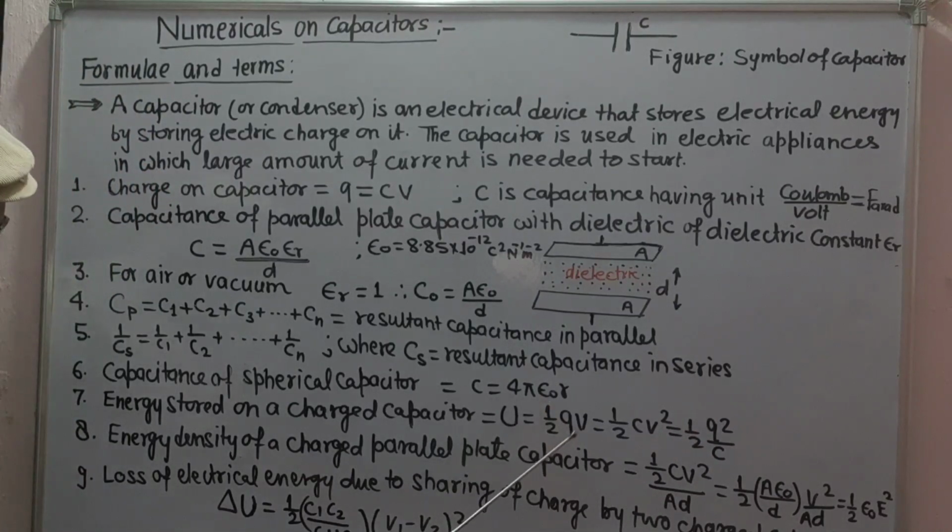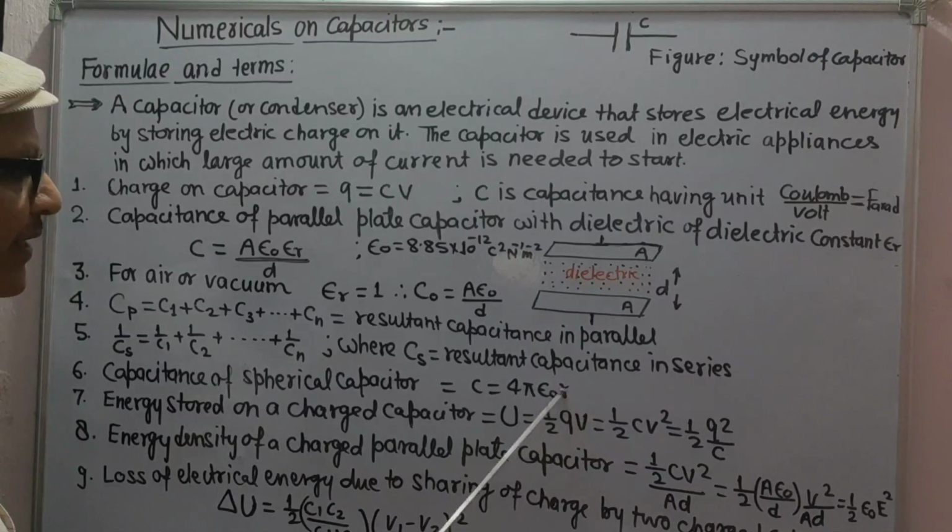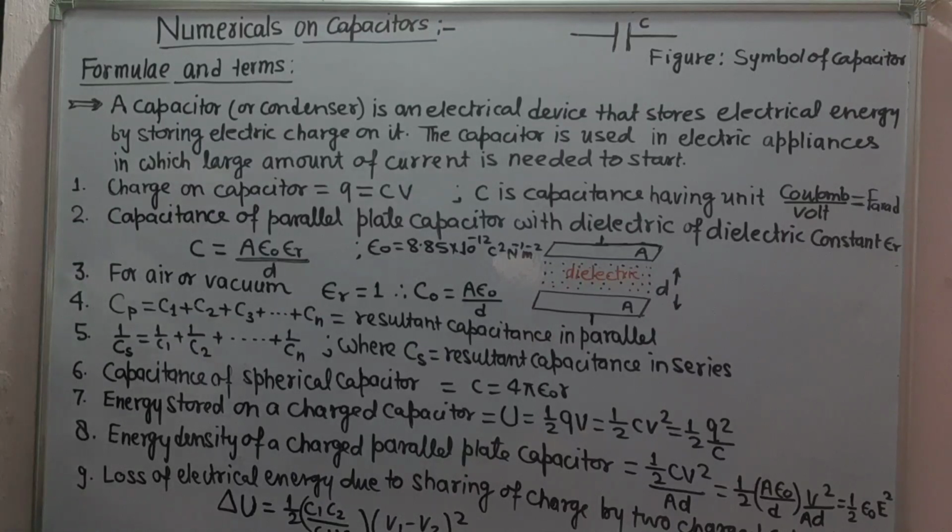Here the battery supplies total energy Q into V, whereas only half QV is stored on the capacitor. The remaining half QV is lost in the form of heat.